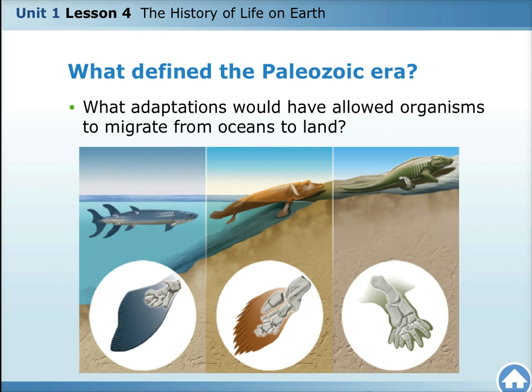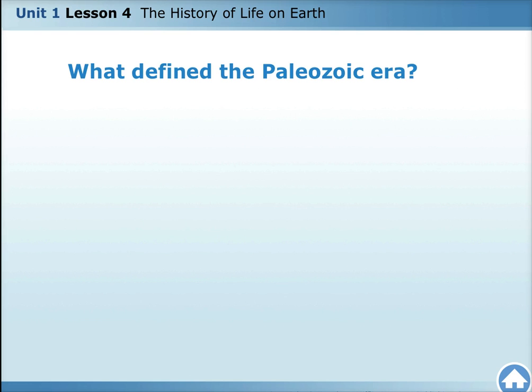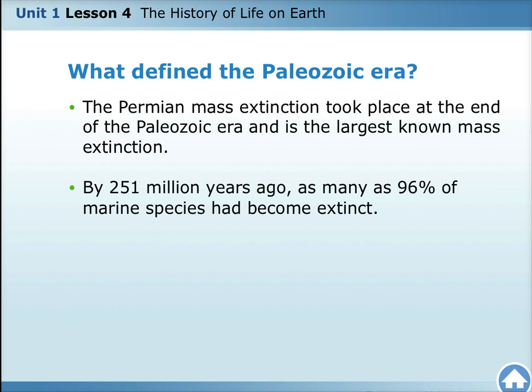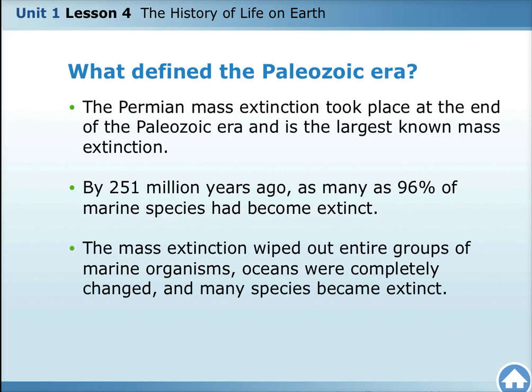What adaptations would have allowed organisms to migrate from oceans to land? The Permian mass extinction took place at the end of the Paleozoic era and is known as the largest mass extinction. By 251 million years ago, as many as 96% of marine species had become extinct. The mass extinction wiped out entire groups of marine organisms, oceans were completely changed, and many species became extinct.